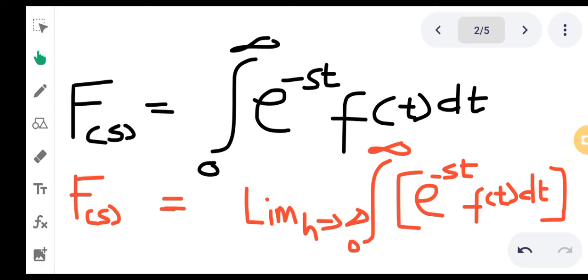The other way we can differentiate the small f and the capital F is that the small f is a function of t, but the capital F is a function of the new variable s. So this is the old function and this is the new function.